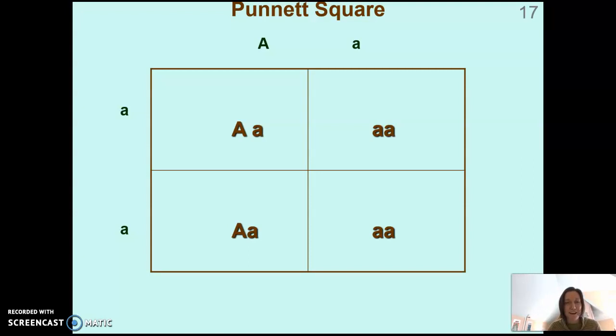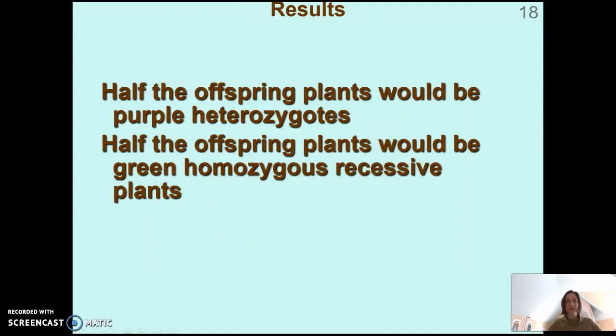Okay, I hope you tried that out. And I hope your Punnett Square looks like this. We would have two of the offspring being heterozygous and two of the offspring homozygous recessive. So this is different than breeding two heterozygotes together. We have half and half. Half would show the dominant purple trait and half would show the recessive green trait. So half purple, half green in that example.